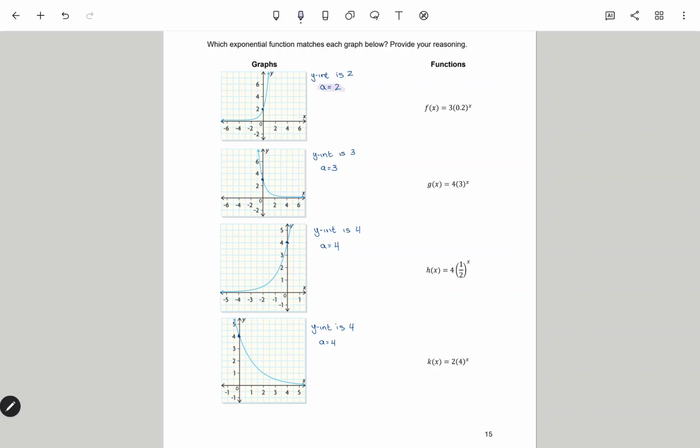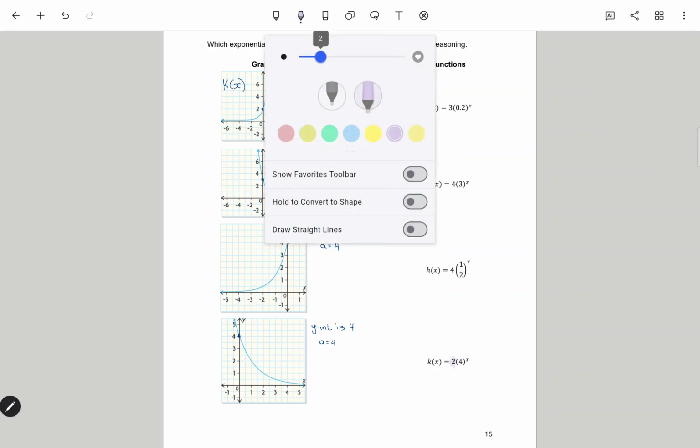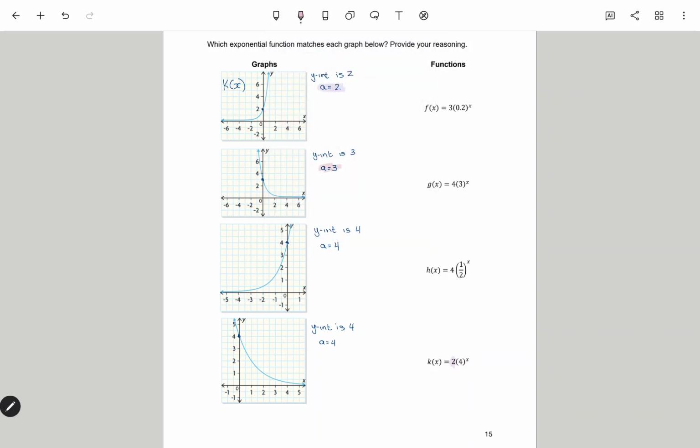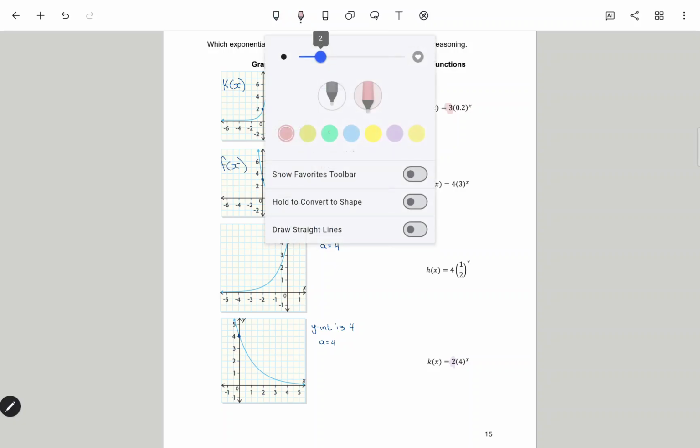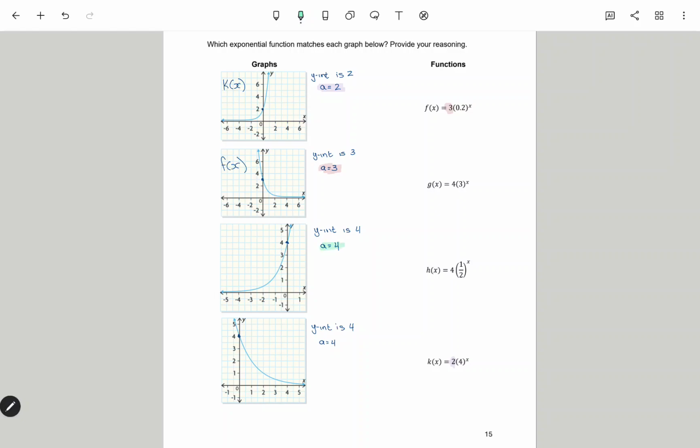Because if a has to equal 2, well, if I look at my functions, 3, 4, 4, here's an a value of 2. So I know that this graph belongs to the function k of x. If I look at my a value of 3, well, there's only one function that has an a value of 3, so I know this guy has to be the function f of x. The trouble comes with if I have an a value of 4 and an a value of 4, well, that could be either this one or this one.